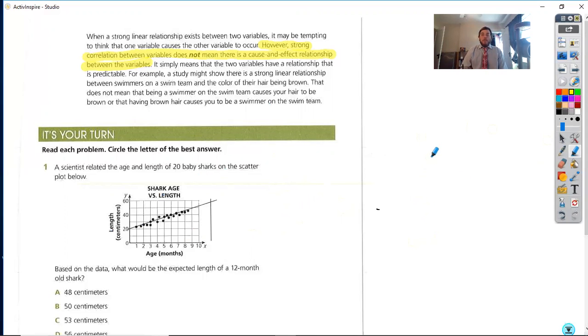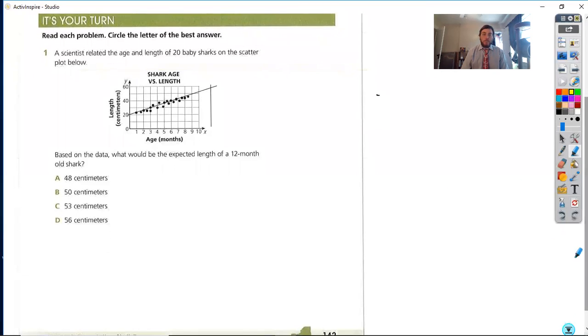All right, so now it's time to look at the problems. So here is our problem set. When we take a look here, problem number 1 says, a scientist related the age and length of baby sharks on a scatter plot below. So we have all these baby sharks on this scatter plot below.